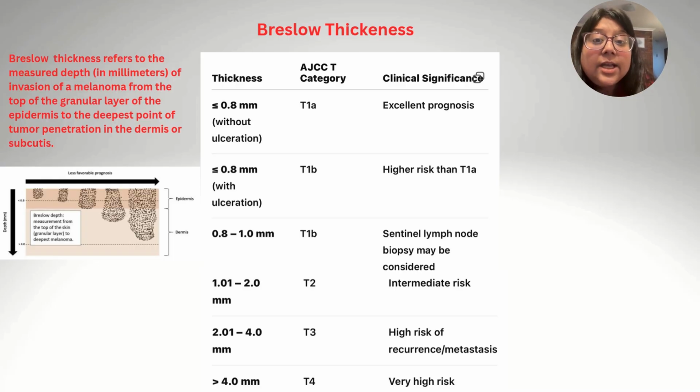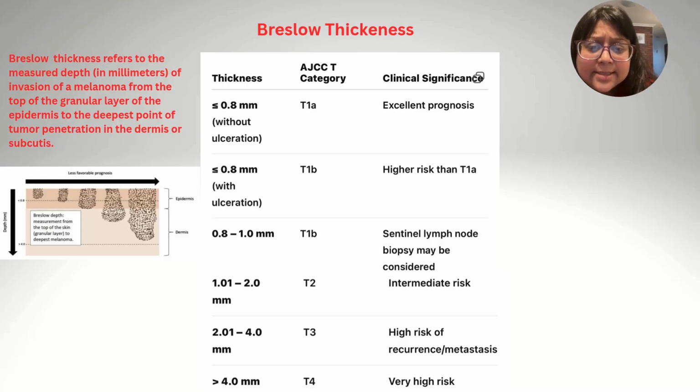However, if it is less than or equal to 0.8 millimeter with ulceration, the stage is T1b and has a higher risk than T1a. If 0.8 to 1 millimeter is the thickness, then T1b stage and sentinel lymph node biopsy may be considered. If the Breslow thickness is 1.01 to 2 millimeter, then it is considered as T2 stage and has an intermediate risk of metastasis or recurrence.